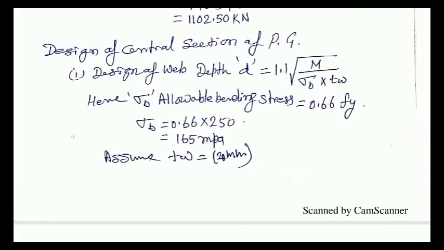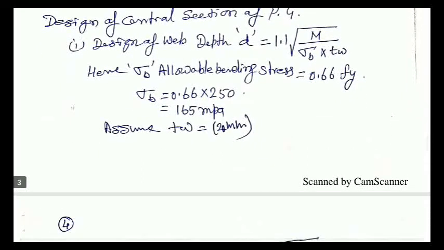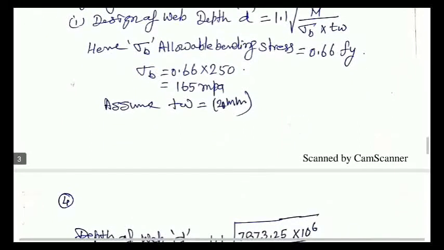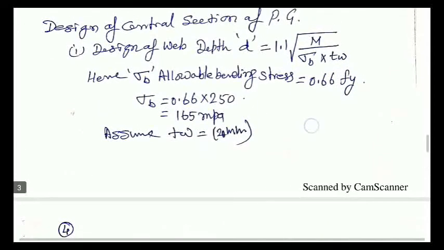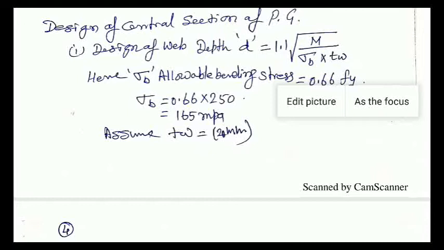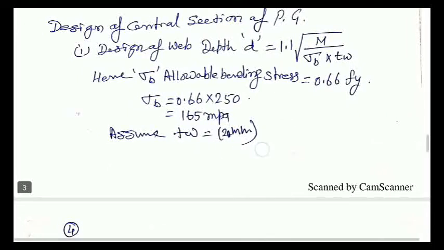As we all know, design depth of the web D is equal to 1.1 under the root M divided by sigma b into TW, thickness of the web. So here sigma b is the allowable bending stress, which is equal to 0.66 Fy, and it comes out to be 165 MPa. And assume the thickness of web TW to be 20 mm.